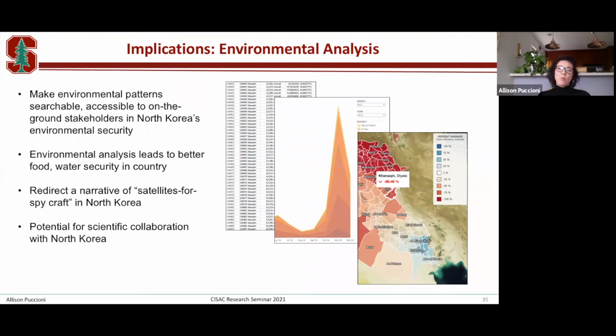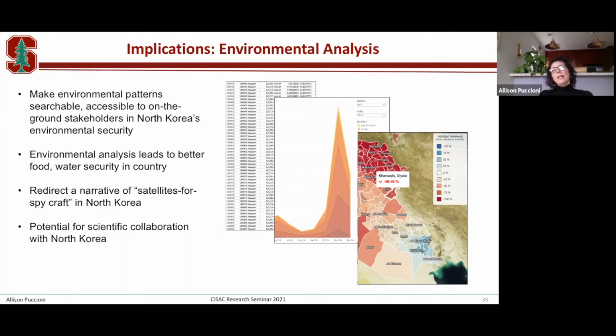In so doing, we can redirect the narrative of satellites for spycraft that I myself have helped to cultivate. Why don't we use satellite-derived information to help people access food and resources rather than spy on their nuclear capabilities? A geospatial effort might be useful to North Korea, and we could use such a study to foster collaboration or even skill building in the country.